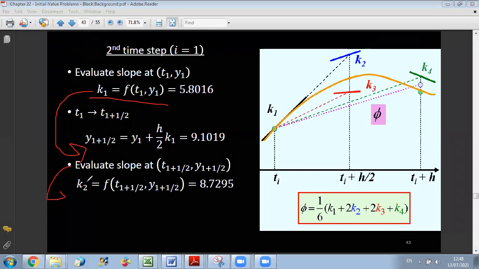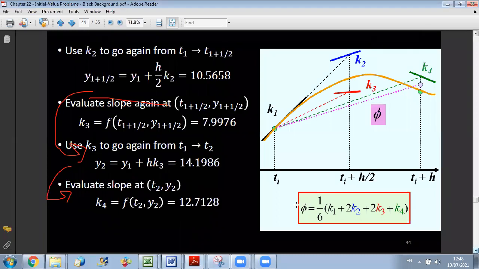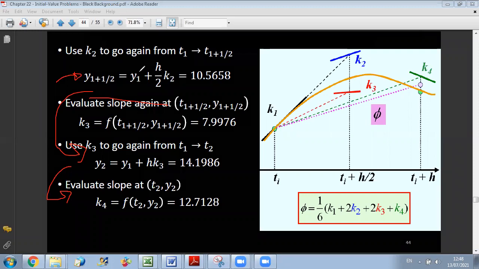This represents k2 of the second step. Once I find k2, I go back to the initial point, and now I draw a line of slope k2, so I can update y1 plus half. I can find a new estimate for y1 plus half. This will allow me, once I find it, to compute k3, which is the slope at the corrected value of the midpoint. And then once I get k3, I go from t1 to t2.